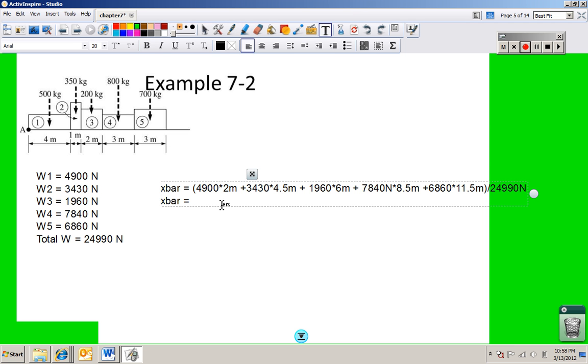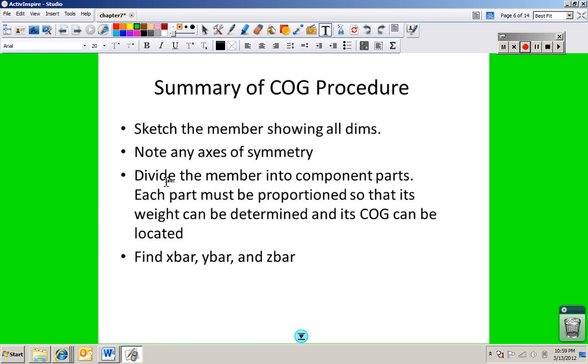Okay, so this works out that when I do it, I end up getting about 7 point, let's see, I get 7.30 meters. Alright, so that finishes us up for center of gravity, and here's the summary.